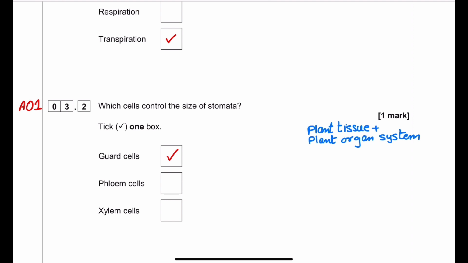Phloem is involved in transporting the food across the plant, whereas xylem cells are involved in transporting the water from the roots to the leaves.